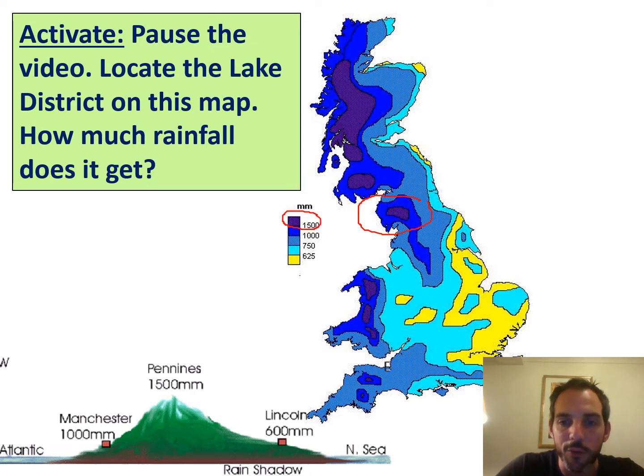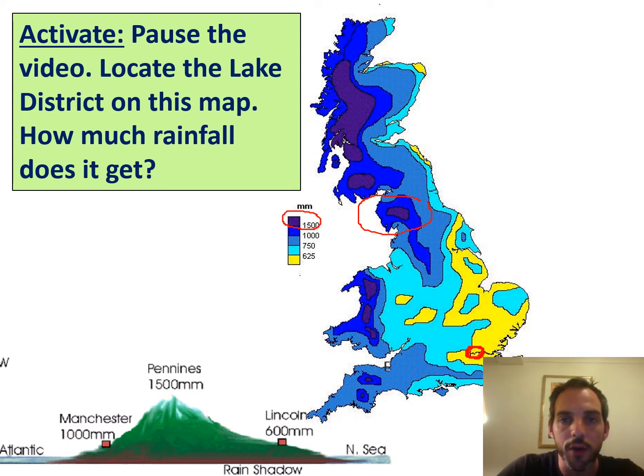Look, this is where we are down here in the southeast of England. Next time you want to complain about the rainfall, just have a look there, okay? The Lake District gets almost 3 times or 2.5 times the amount of rainfall we get in London. So no more complaining, okay? We need to find out why that is.